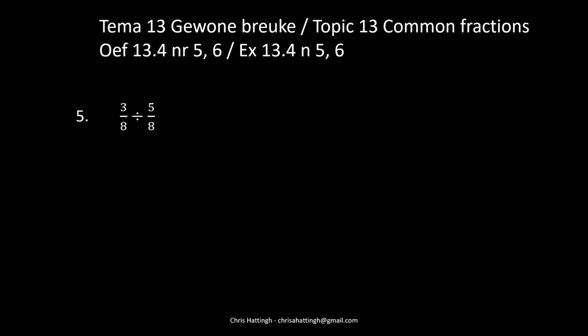Number 5, we're dividing by 5 over 8. The inverse of 5 over 8 is 8 over 5. So you're going to multiply by 8 over 5. You can simplify the 8s by dividing both of them by 8. So you'll sit with 3 over 1 times 1 over 5. That will give you an answer of 3 over 5.